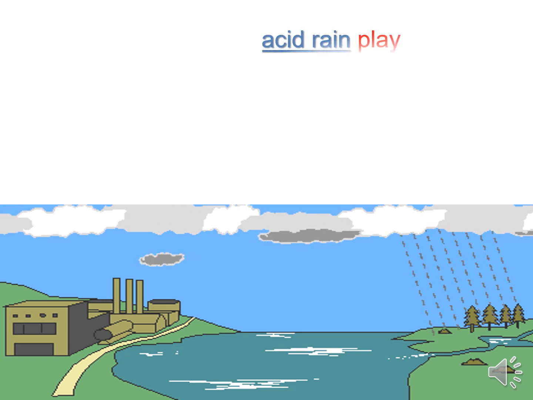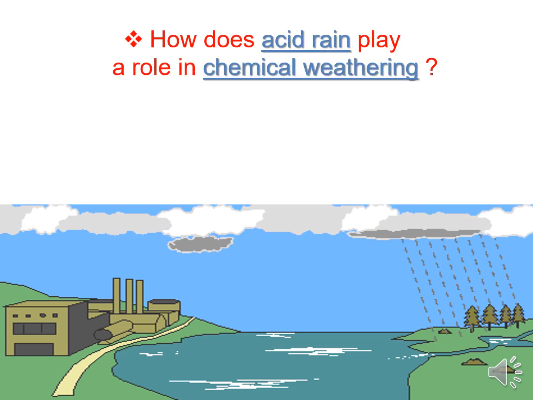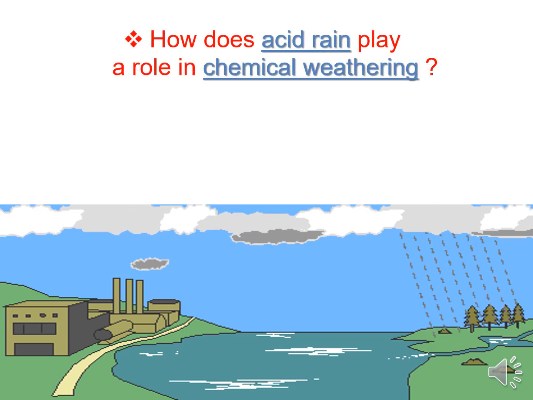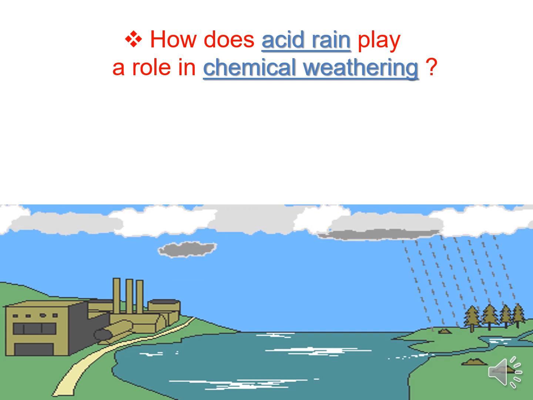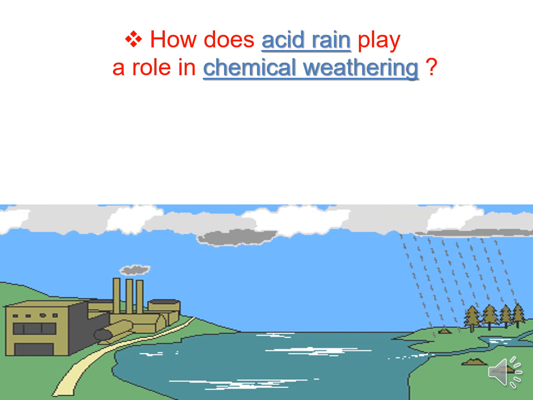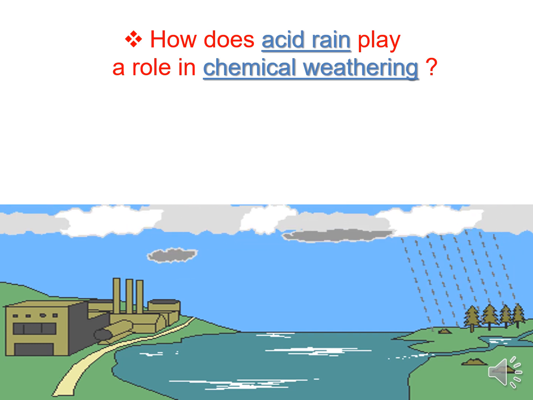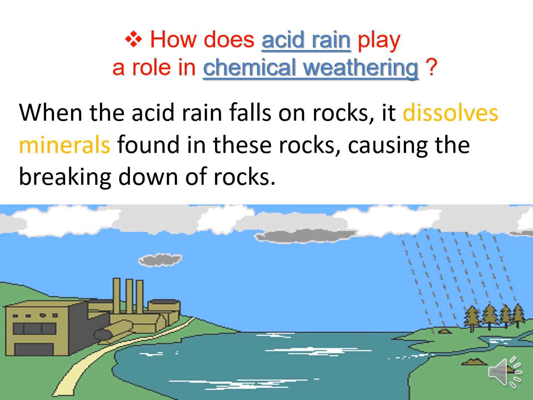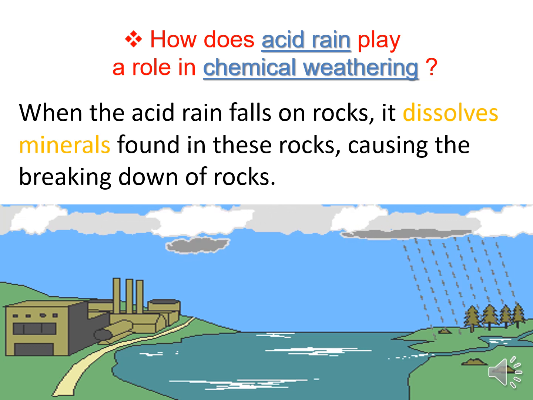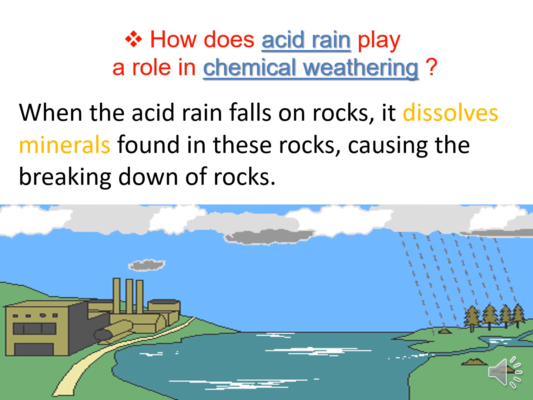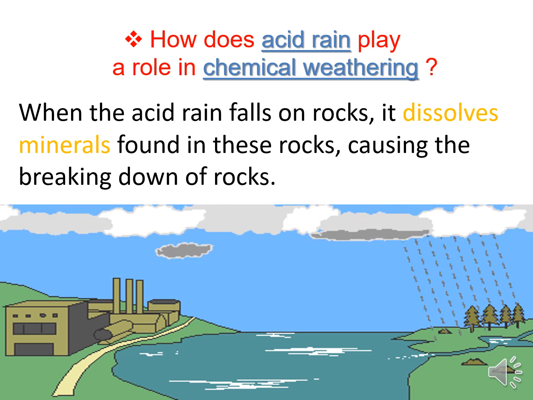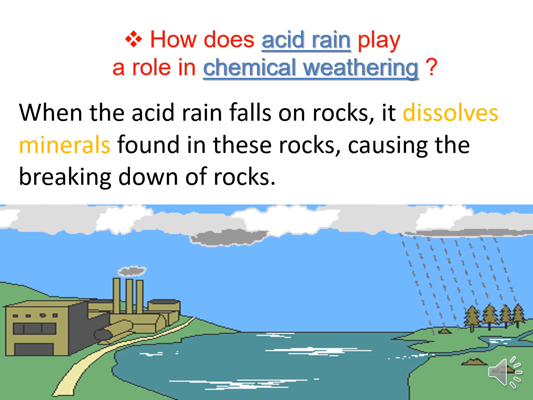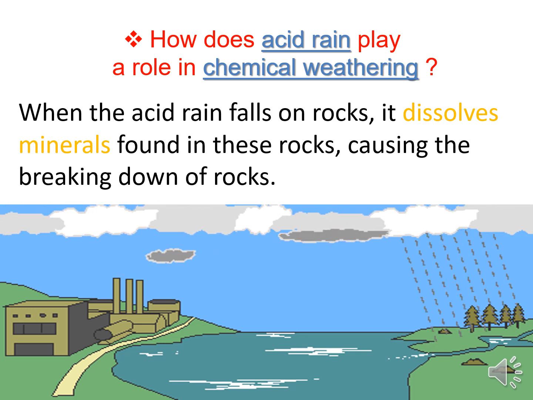Now, we are gonna know how does acid rain play a role in chemical weathering. Remember that acid rain means water plus smokes or water plus carbon dioxide gas. When the acid rain falls on rocks, it dissolves minerals found in these rocks, causing the breaking down of rocks.